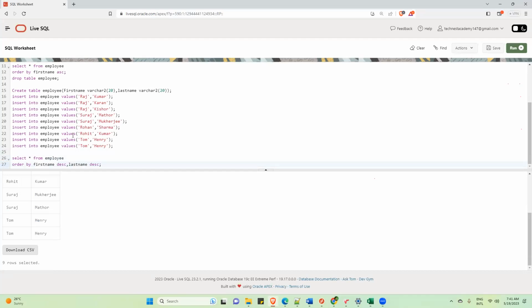Now there is a misconception here. Many students, when I take interviews, many students fail here. They think that this descending DESC is applicable on last name as well as first name. This is a misconception. Okay. So if you're writing DESC here, this DESC is applicable only on last name.